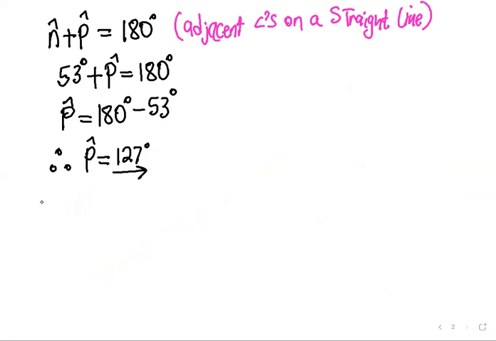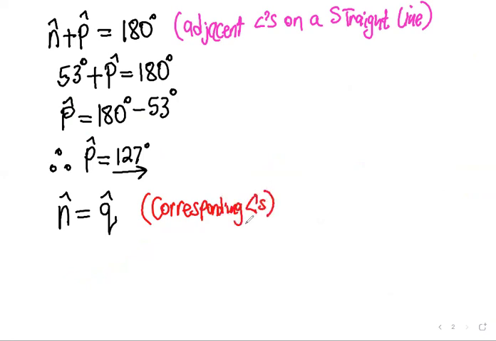So with that being said, here I'm going to continue and simplify the following. I'm going to say angle N is equal to angle Q. So why am I saying the size of angle N is equal to angle Q? It's because these are corresponding angles. So we can see that the corresponding angles are equal.